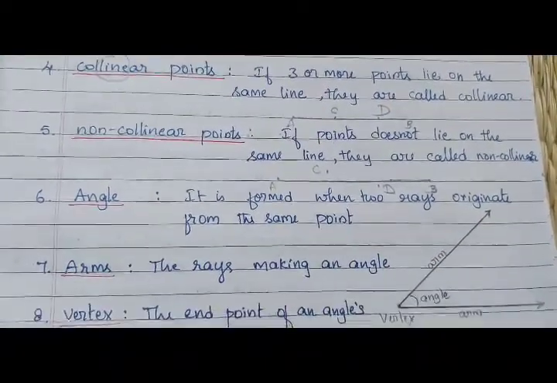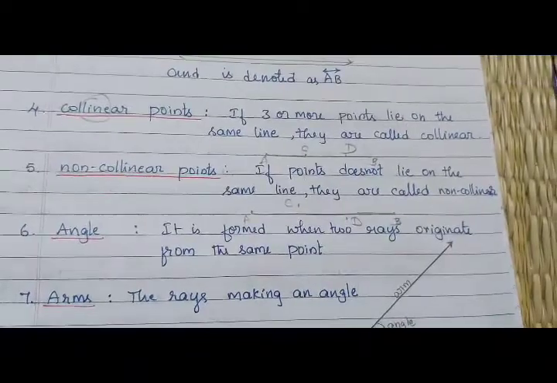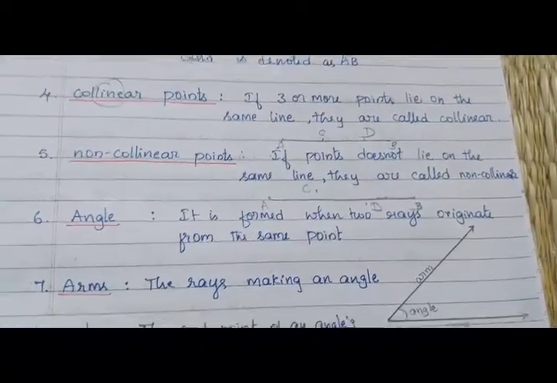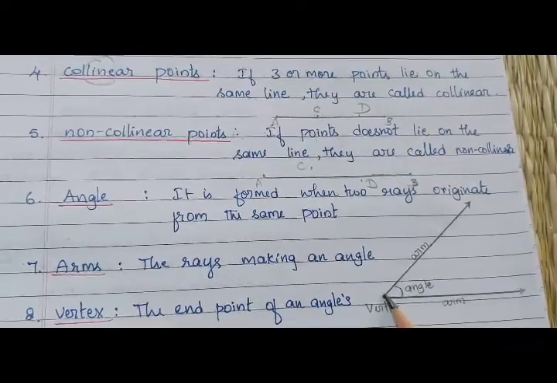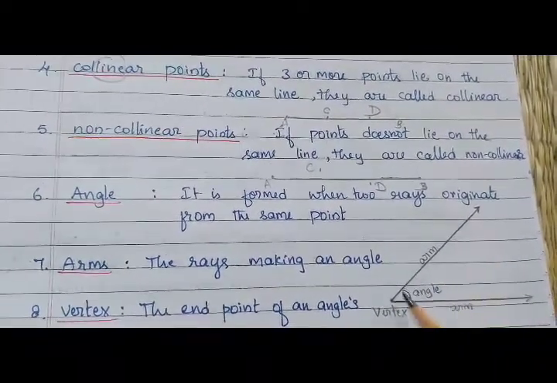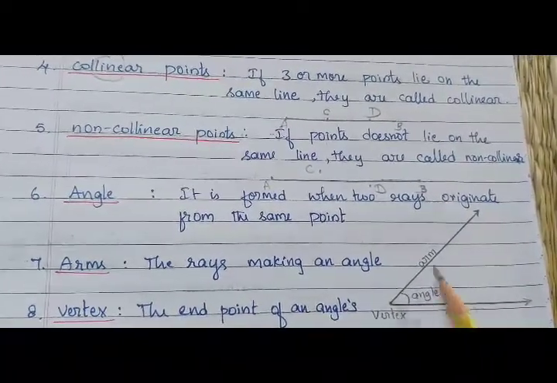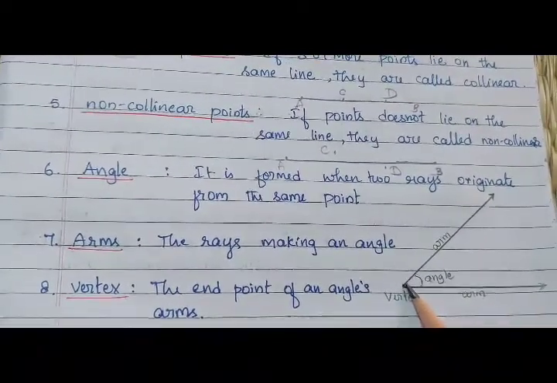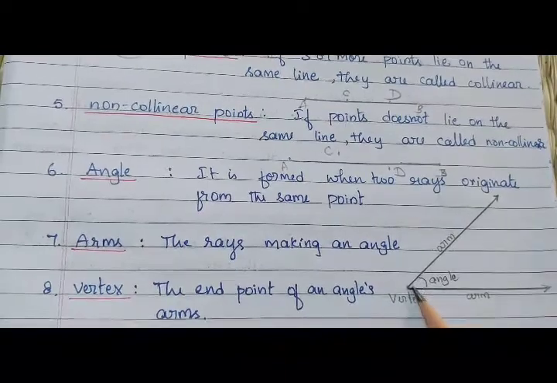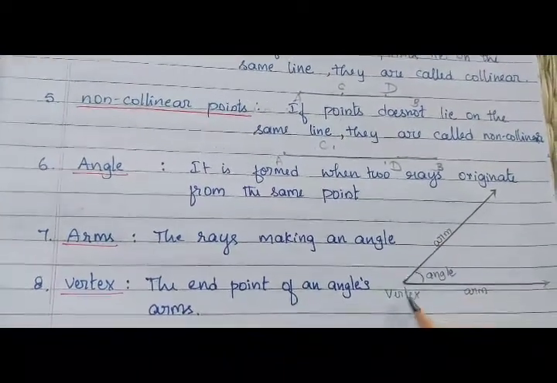Angle. It is formed when two rays originate from the same point. Arms are actually the rays making an angle, and vertex is the point of origination. That is the end point of the angle's arms.